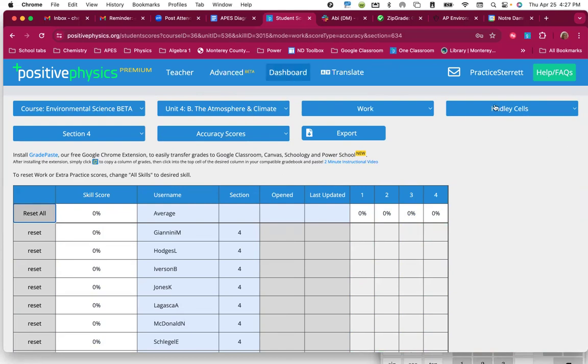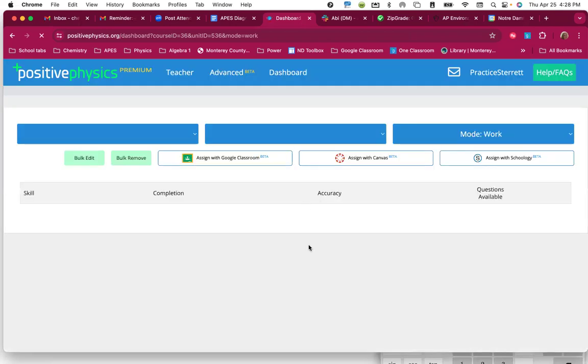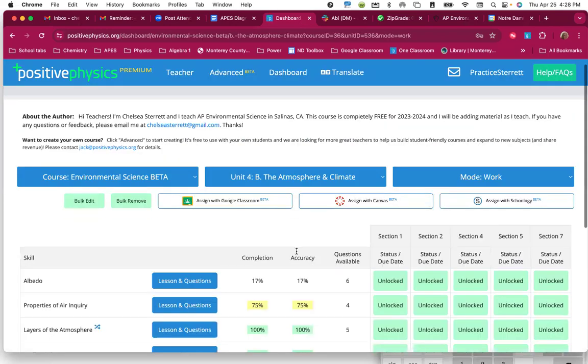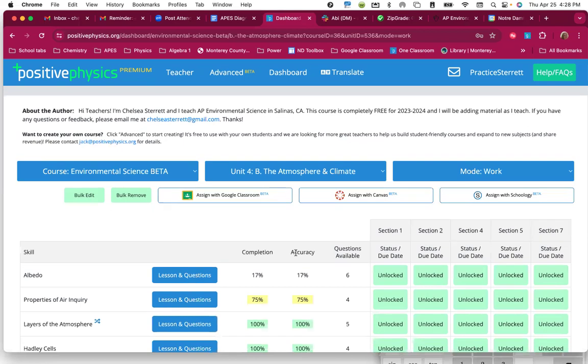I don't know if I'll actually make them do this for homework because with Hadley cells, I tried to reteach it again recently and they were still having a hard time. So we might just move on from that one. That might be not one we do this year. Okay, so that's my second tip.